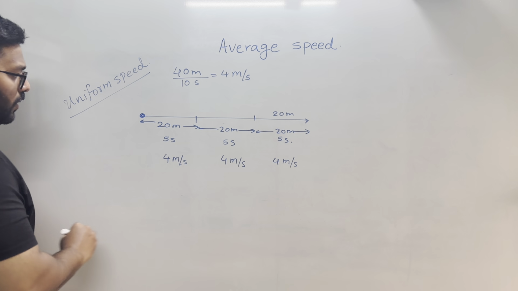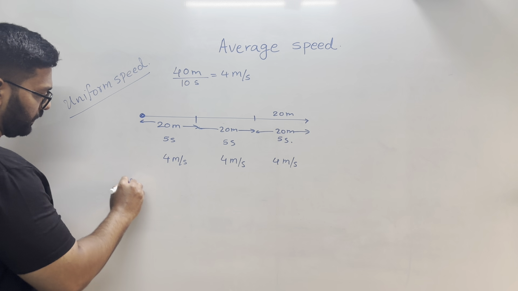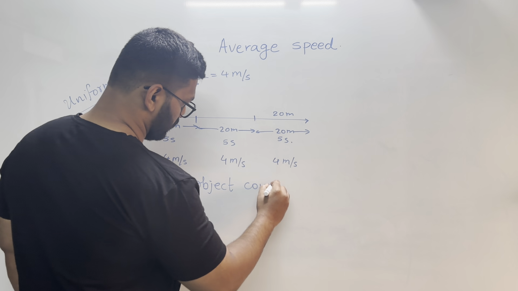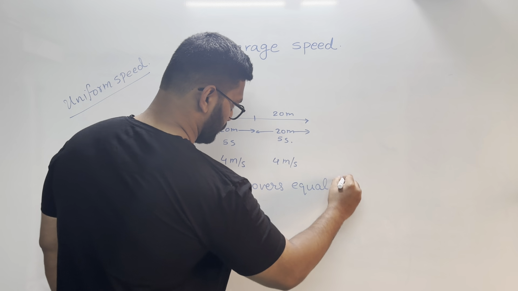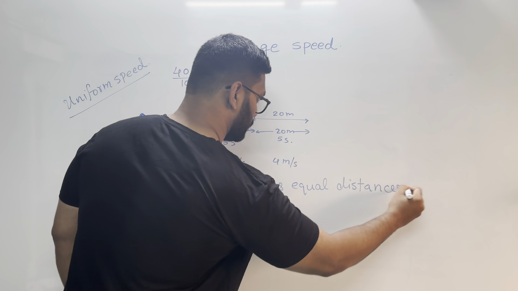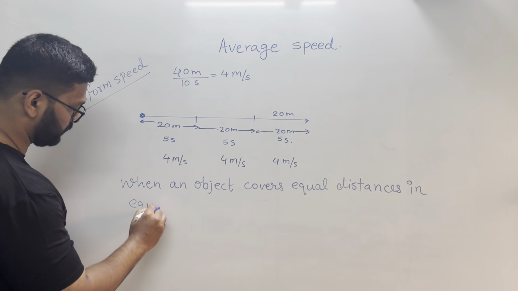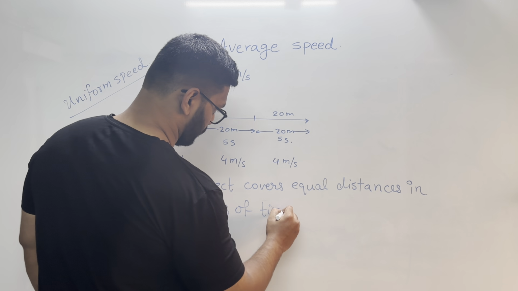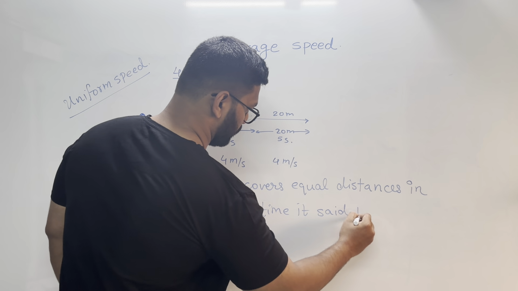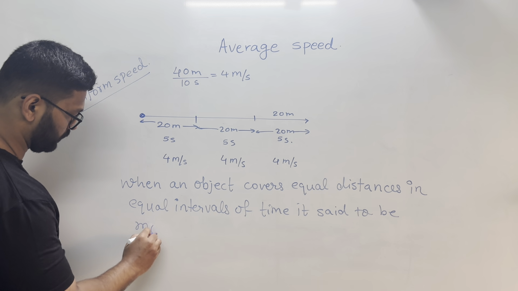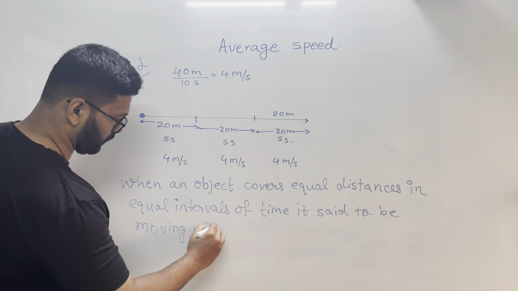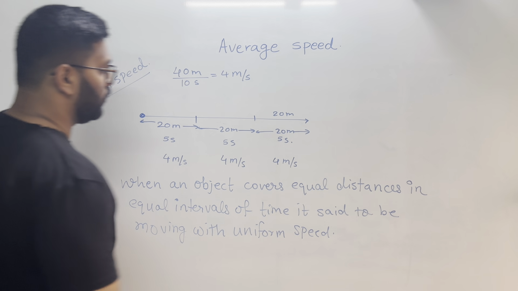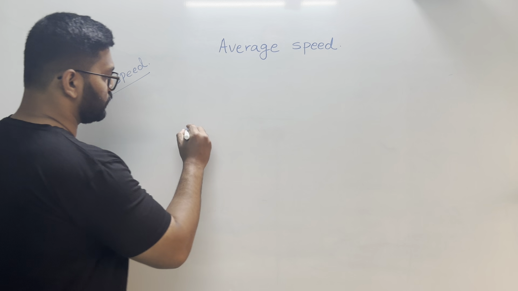Now the definition of uniform speed is that when an object covers equal distances in equal intervals of time, it is said to be moving with a uniform speed.